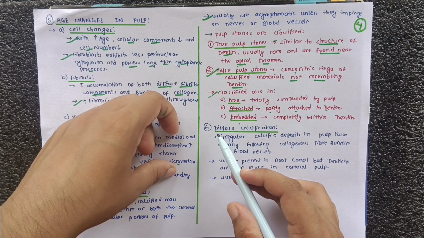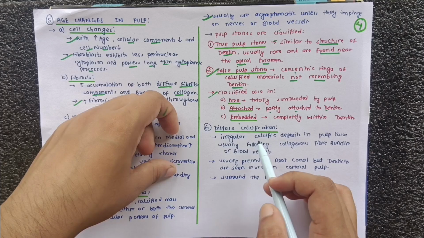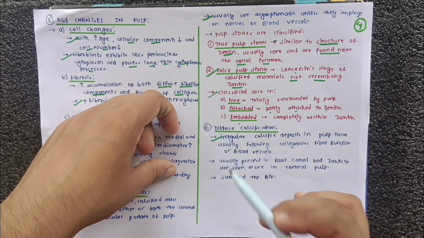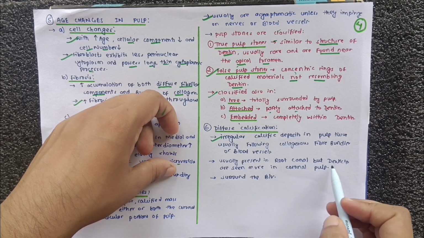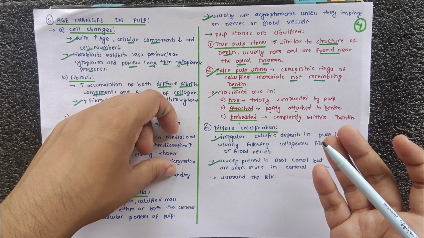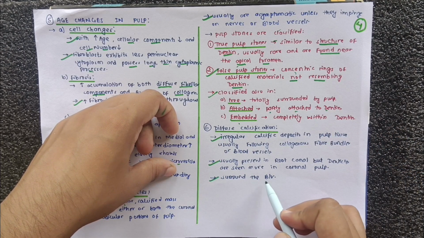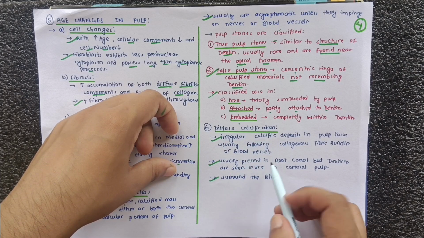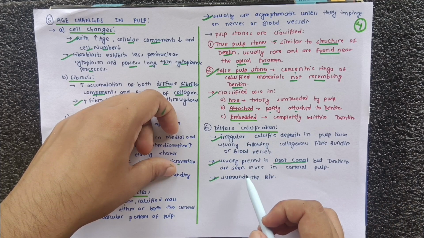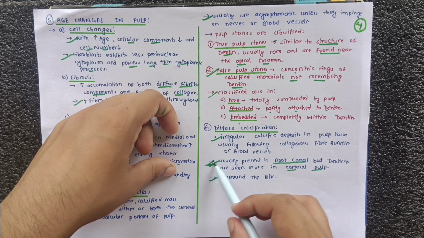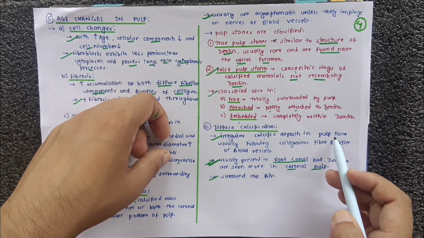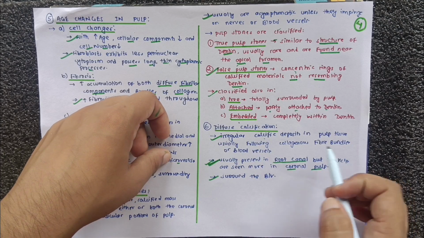After that, another change is the diffuse calcification. These are irregular calcific deposits in the pulp tissue, usually following the collagenous fiber bundles or the blood vessel. Diffuse calcification means simply calcification, and it surrounds the blood vessel. It is usually present in the root canal, the pulpal canal, while denticles are seen mostly in the coronal pulp. So you can remember this point.